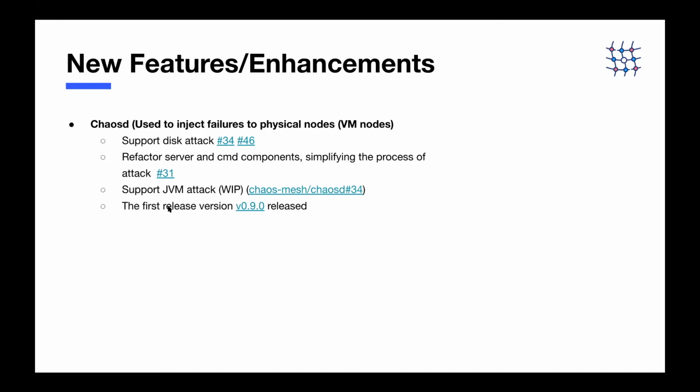And also, in this month we added the JVM attacks to chaos-D, but this PR hasn't been merged into master. When this PR is merged into master, you can use the JVM attack to simulate some failures on JVM applications, such as Kafka and so on.